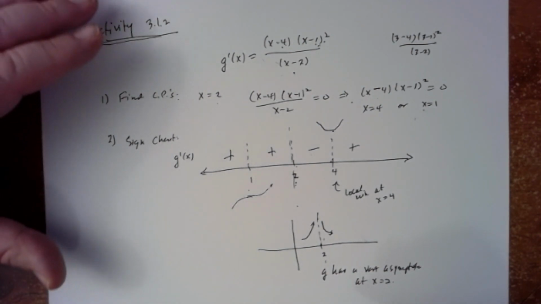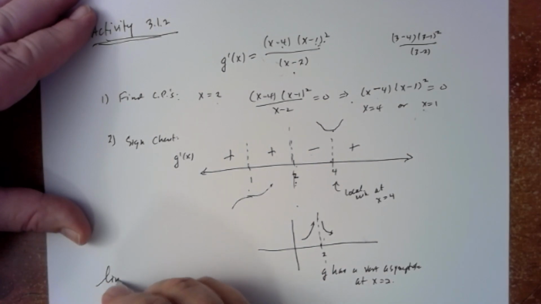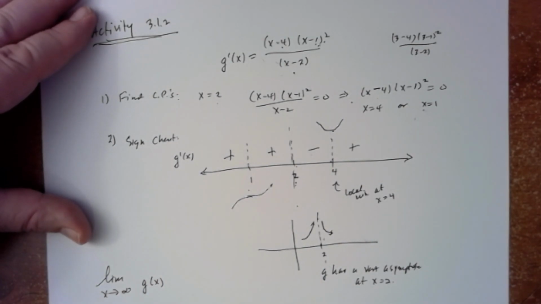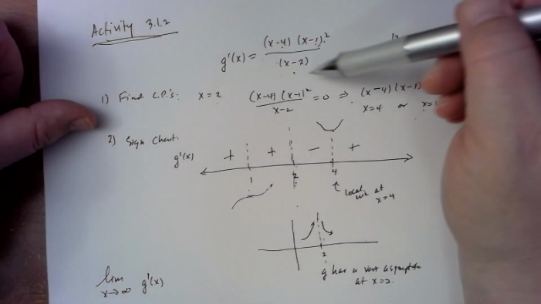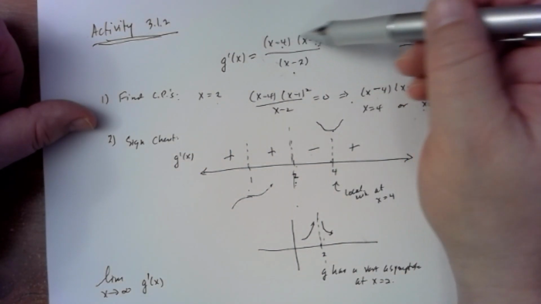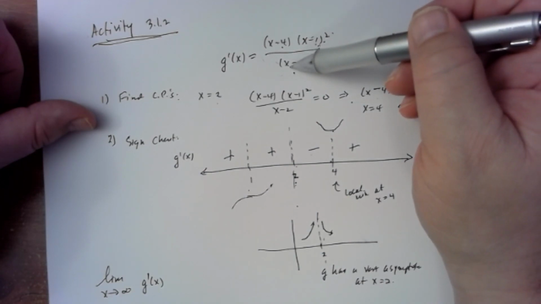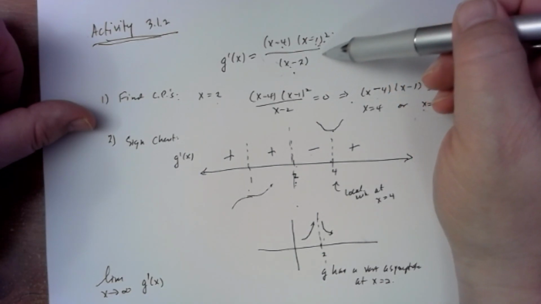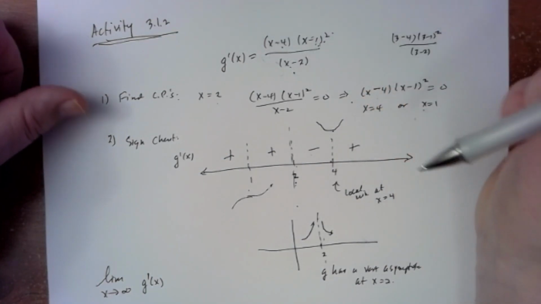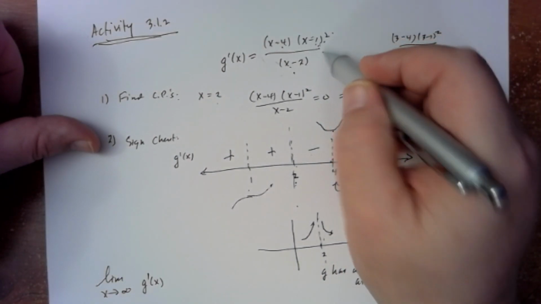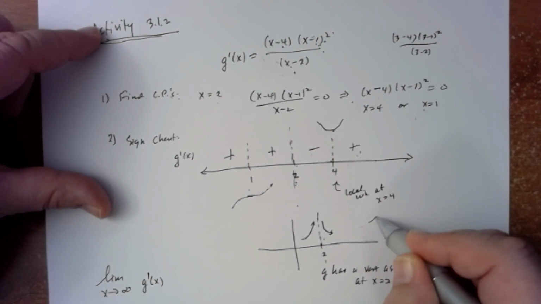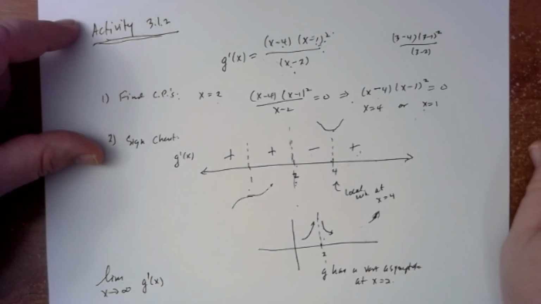Let's see, we're also asked, what is the limit as x goes to infinity of g of x? Or g prime of x, sorry. So if we look at our g prime, it looks like we have a cubic function on the top and a single x on the bottom. So therefore, this is going to grow like a quadratic function. Remember, it's increasing when x is bigger than 4. So this is going to be growing like a quadratic outside of this area here. So it's going to be going to infinity fairly quickly.